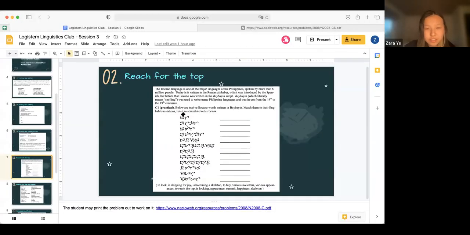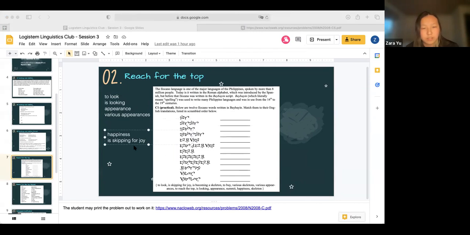Hold on, let me share my screen. Okay, so first, you can kind of group these words on the bottom into different groups. You know what I mean? So for example, to look is in the same grouping as is looking, and then you also have appearance and various appearances kind of in the same grouping because they all have something to do with looks. The next thing is happiness and is skipping for joy. That's also another grouping.